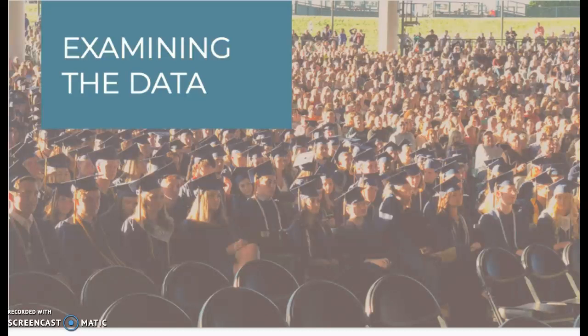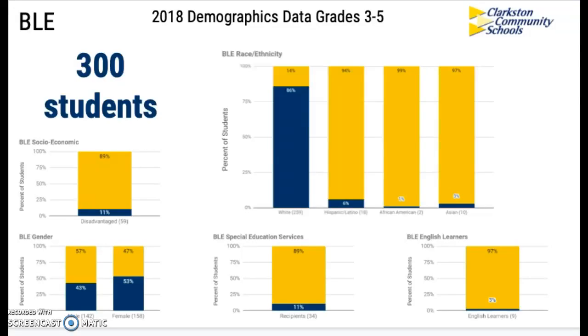The 2 buildings are Bailey Lake Elementary and North Sashabaw Elementary. When looking at the schools, Bailey Lake Elementary represents a student population that has roughly 11% disadvantaged students and very low racial diversity, with roughly 6% Hispanic and 86% white, and special ed levels around 11%, which is relatively low for the district, and also a very small number of English language learners at 3%.